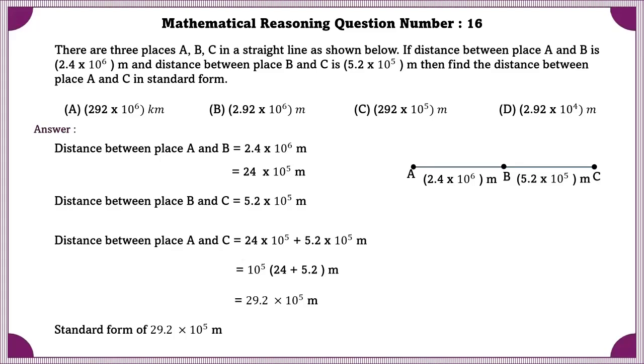That is 29.2 into 10 to the power 5. Now the standardized form of 29.2 into 10 to the power 5 is 2.92 into 10 to the power 6.